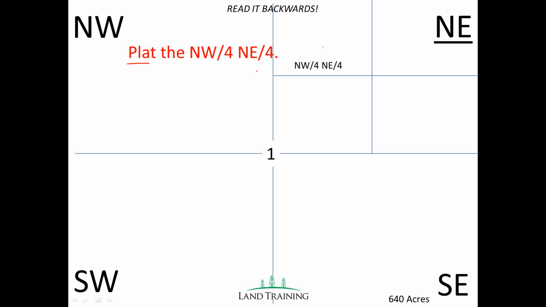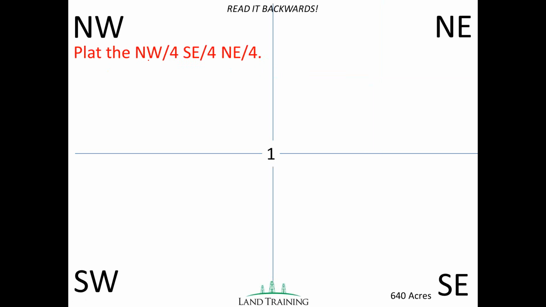So let's then look at another example. This is going to be plat the northwest quarter of the southeast quarter of the northeast quarter. So I want y'all to take out a piece of paper and draw a section like this. And in these corners, I want you to put the northwest, the northeast, the southeast, and the southwest. And I want y'all to show where this northwest quarter of the southeast quarter of the northeast quarter is. Draw it on your paper. And then I want you to tell me how many acres that is. So I'm going to give you just a few minutes to do that. Again, read it backwards.